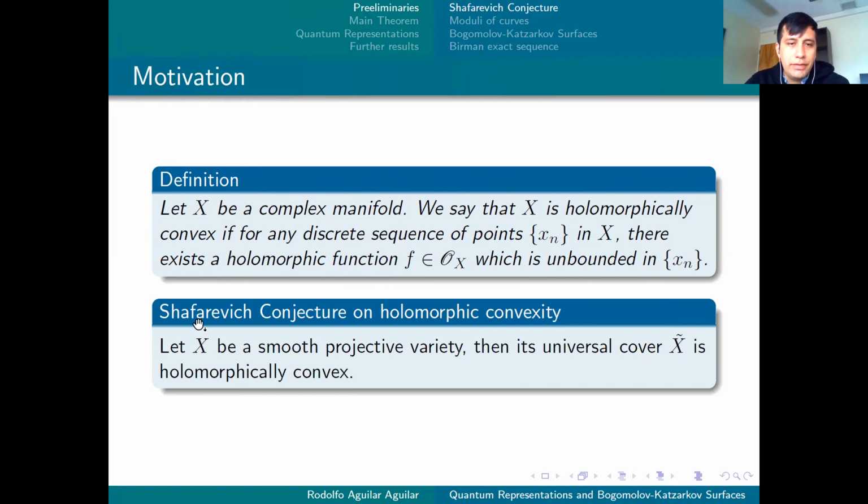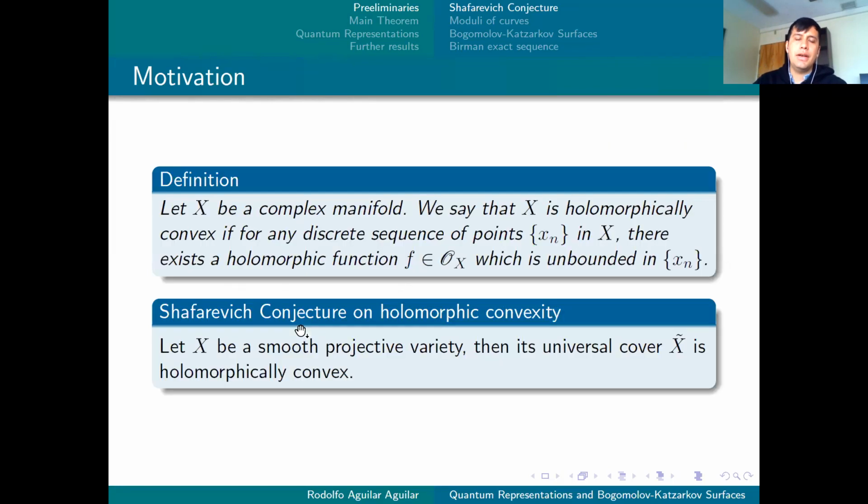So now we can state the Shafarevich conjecture on holomorphic convexity. It says the following: if we start with X a smooth projective variety, then this conjecture predicts that its universal cover should be holomorphically convex. In the case of curves, for example, it is a corollary of the uniformization of Riemann. And actually, I think this was the motivation for Shafarevich to state this conjecture.